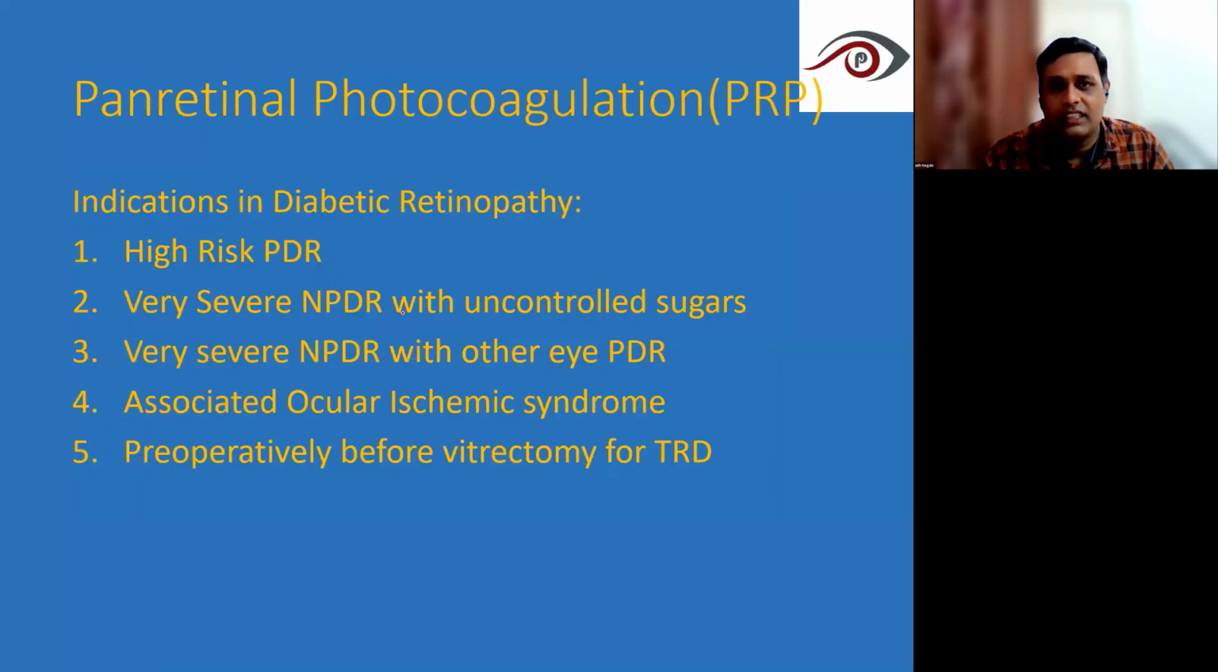The main indications for pan-retinal photocoagulation are high-risk PDRs, where they have developed very large NVEs that can bleed anytime, which can lead to vision loss. It can be a very severe NPDR with uncontrolled sugars, or the other eye having PDR. Another important condition is ocular ischemic syndrome, where the blood supply to the eye is decreased, leading to relative hypoxia and the development of NVEs. We also do the laser, if possible, preoperatively before vitrectomy for tractional retinal detachments. This will decrease the neovascular effect of these NVEs, which helps us decrease bleeding during the surgery.